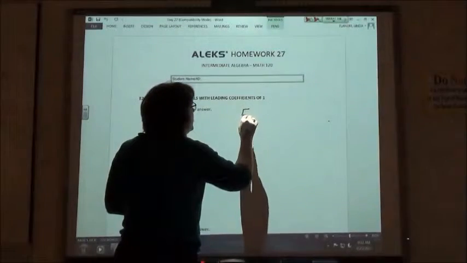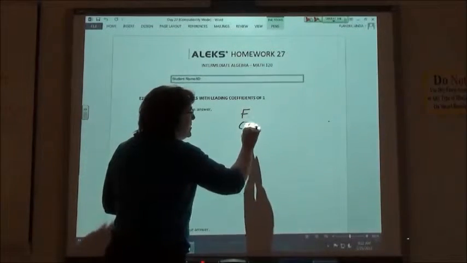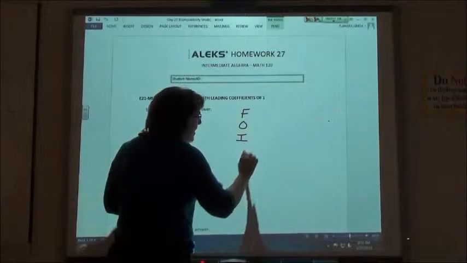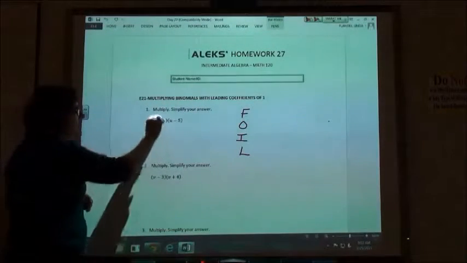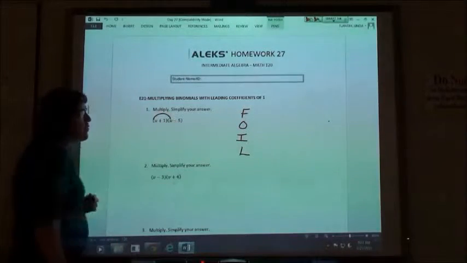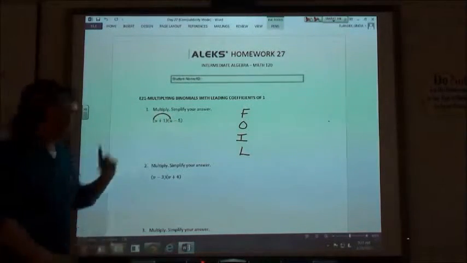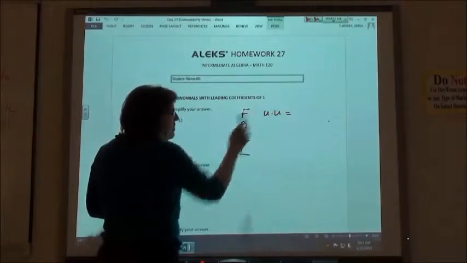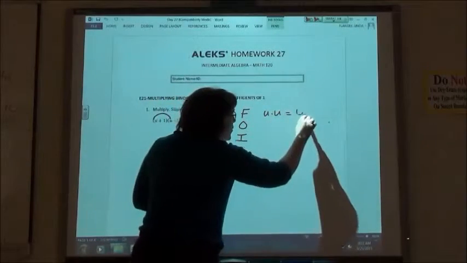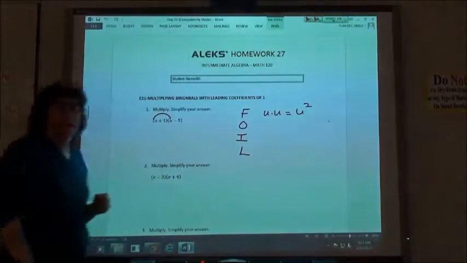So we're going to do the first ones together, the outside pair, the inside pair, and then the last. When they're talking about the first, they're saying the first one in each set of parentheses. So I'm going to do the u times the u. If I do u times u, I'm adding my exponents, so 1 plus 1 is 2. U times u is u squared.